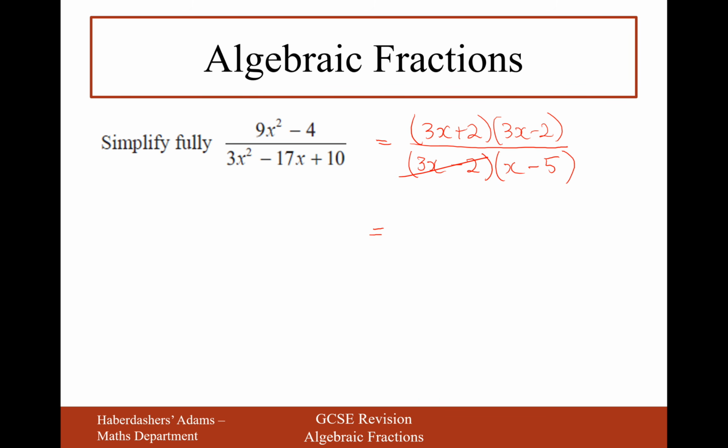So we're cancelling out the 3x minus 2's here. 3x plus 2 over x minus 5.